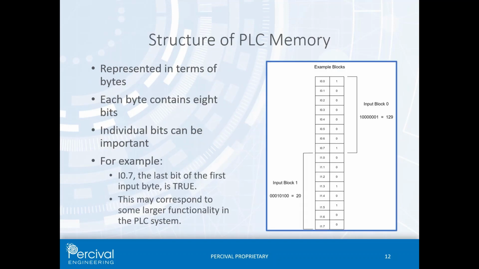PLC memory locations can be thought of in terms of bytes, with each byte containing 8 individual bits. See the example diagram to the right and notice how the memory byte values may be represented in different bases, such as binary, decimal, sometimes even hexadecimal, but they ultimately refer to the same overall value.